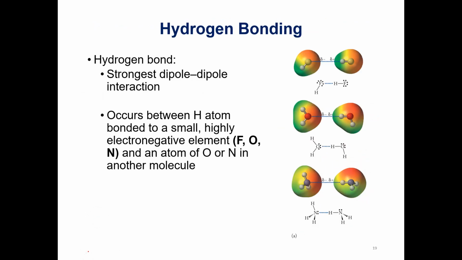Now, a more specific type of dipole-dipole bond is a hydrogen bond. And a hydrogen bond is actually the strongest dipole-dipole interaction. However, a hydrogen bond only occurs in very specific circumstances. It only occurs when we have a hydrogen atom that's bound to a small, highly electronegative atom. And the 3 small, highly electronegative atoms that contribute to hydrogen bonds are fluorine, oxygen, and nitrogen. Those are the only possible elements that can be bonded to hydrogen that give us hydrogen bonding: fluorine, oxygen, or nitrogen.